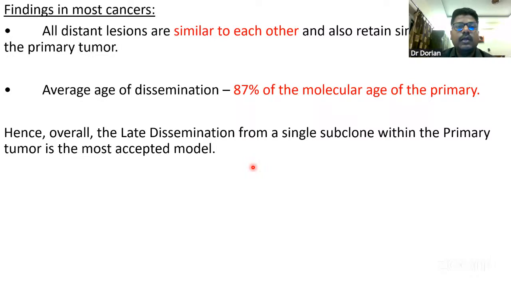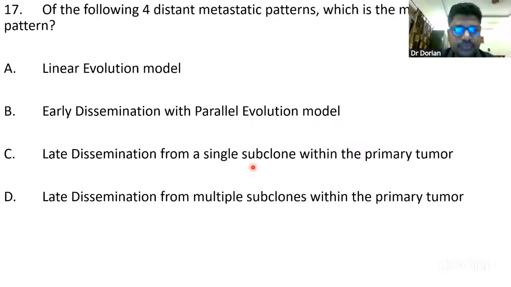Can anyone say what is the minimum number of lymph nodes to be removed for a case of carcinoma breast? If you know, you can put it in the chat box. Minimum number of lymph nodes to be removed for carcinoma breast.